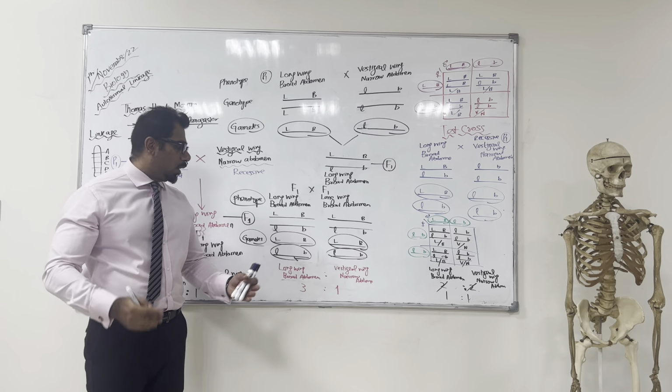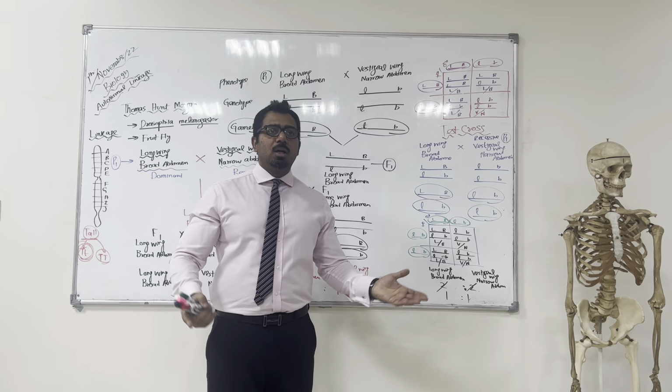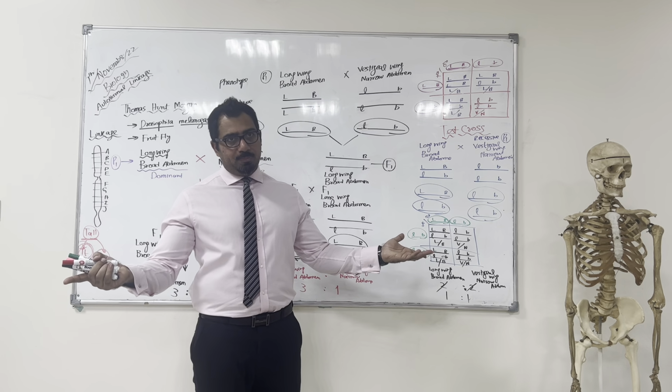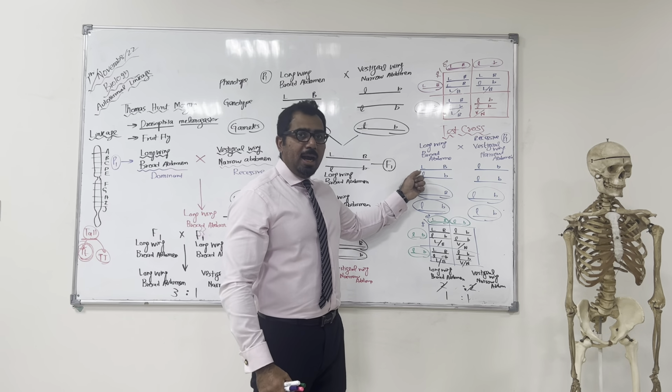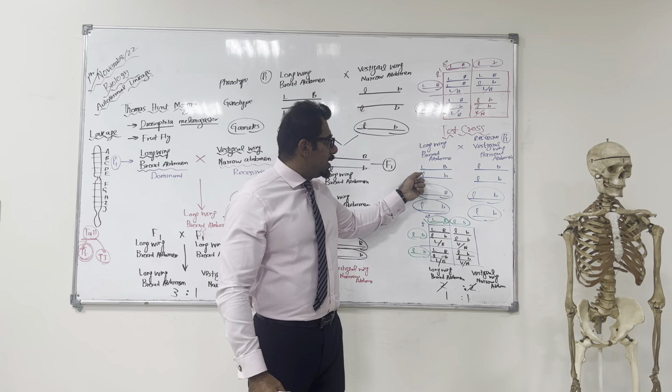To further prove that these are linked genes, we perform the test cross. In the test cross, we take a heterozygous organism, not the homozygous, because we know from our previous knowledge that if we take the homozygous, all the offspring will be dominant. So we took the heterozygous one and crossed it with the recessive parent.